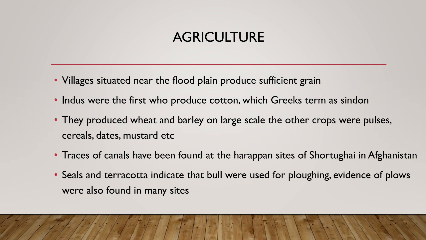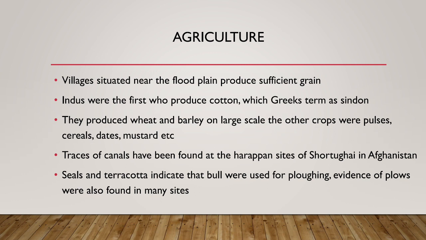Agriculture of Indus Valley civilization. Villages situated near the floodplains produced significant grains. The Indus people were the first who produced cotton, which the Greeks termed as sindon. They produced wheat and barley on a large scale. The other crops were pulses, cereals, dates, mustard, etc.